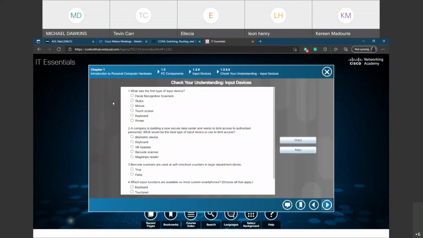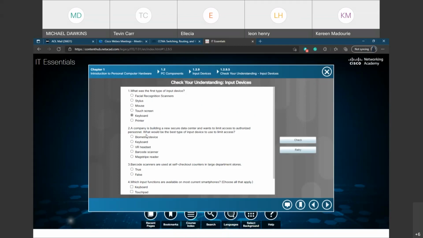All right. So let's do this one. Check your understanding about input devices. What was the first type of input device? Mouse and keyboard. Okay, so we're going to check them. Keyboard, mouse, anything else? We only can do one. So it's not mouse and keyboard. You're going to go with keyboard? All right. Finally, I hear a female voice.